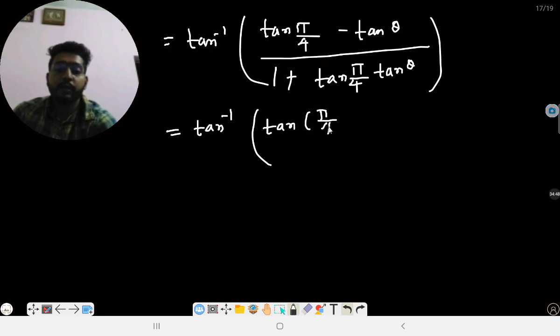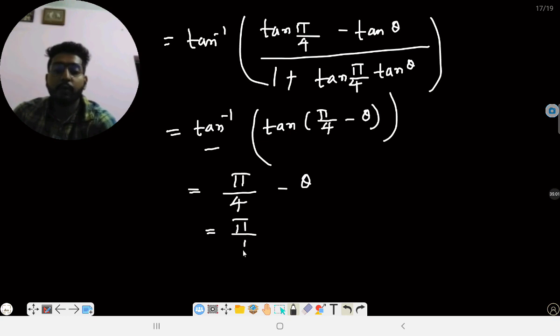tan(a minus b) gives tan(pi by 4 minus theta). So tan inverse and tan cancel, and that will be only pi by 4 minus theta. So here it is coming pi by 4 minus theta, and here pi by 4 minus theta. So what will be theta?